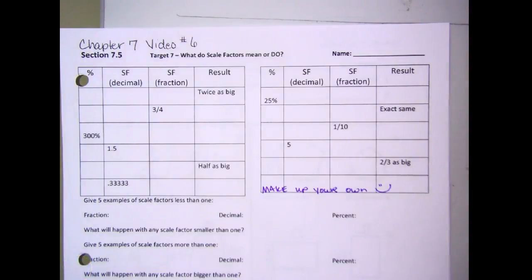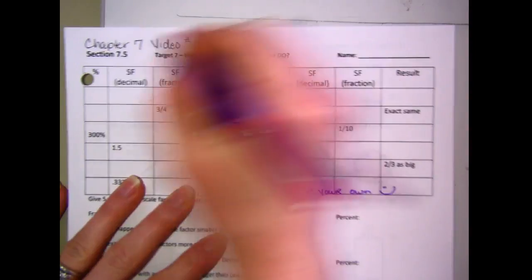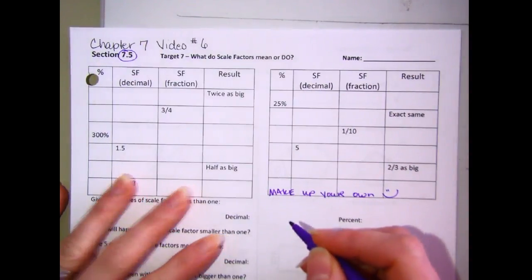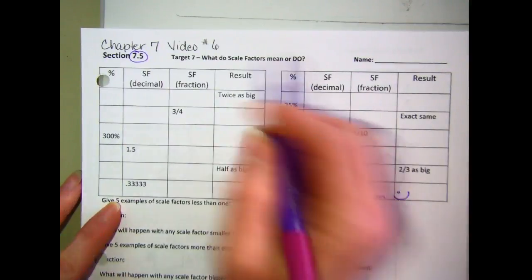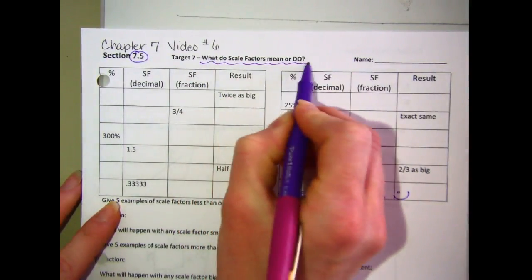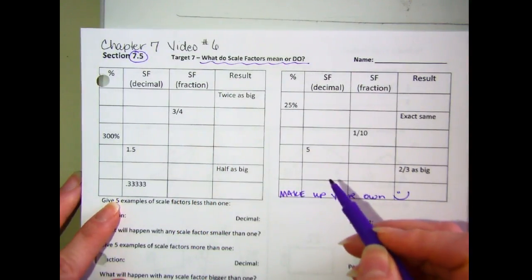Okay, this is video 6 for chapter 7. It actually goes with section 7.5 in your book. There's a lot of different ideas and concepts that they talk about in this section, so we're going to start by taking notes on this sheet, and then there's more that we'll cover together in class. So this first part is all about scale factors and what they mean, how they work, what they do.